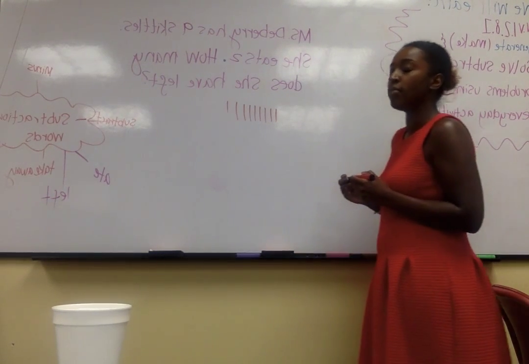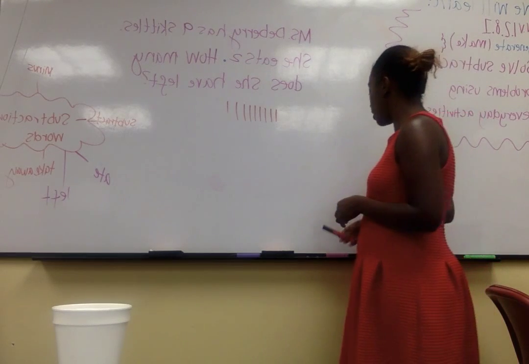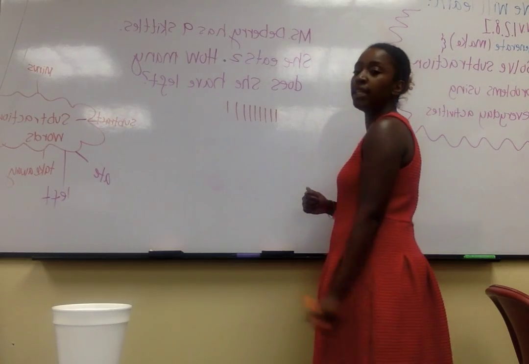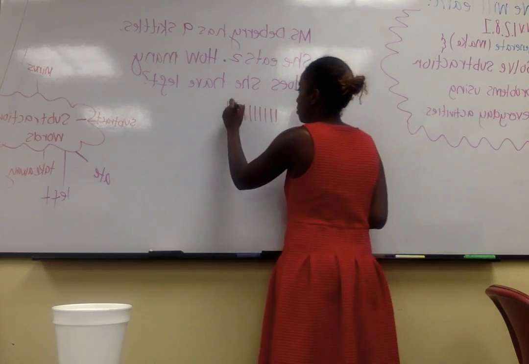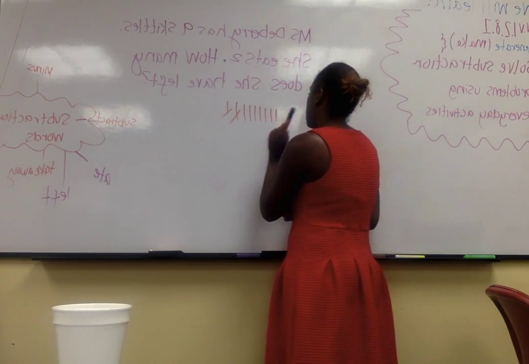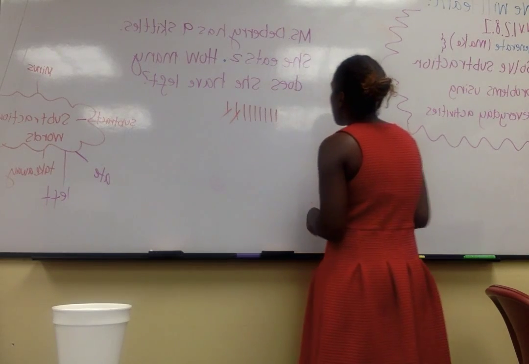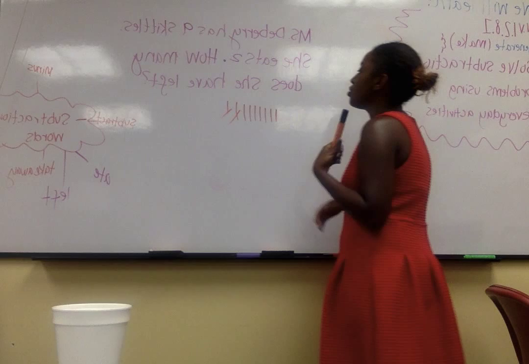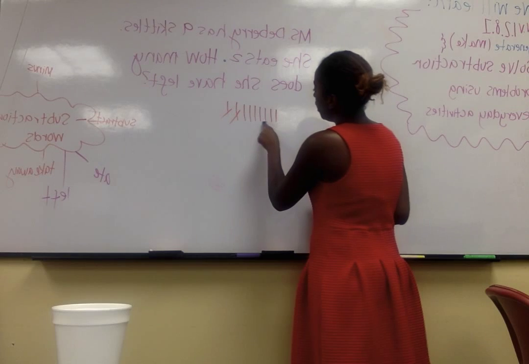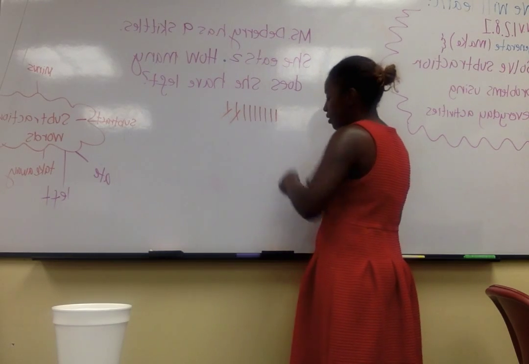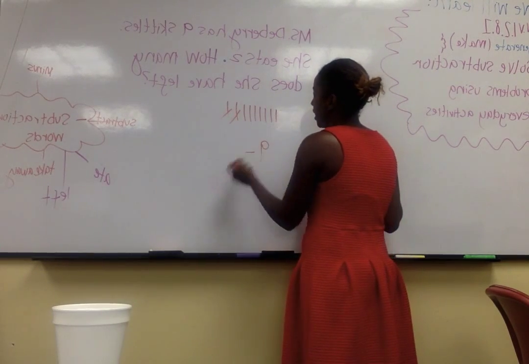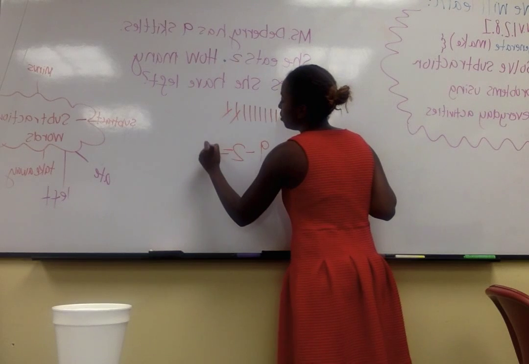To represent the amount that I started with. And how many should I cross out to represent the amount that I ate? 2. So now I'm going to count the remaining tally marks to figure out how many I have left. There's 1, 2, 3, 4, 5, 6, 7. So I can say that 9 minus 2 equals 7.